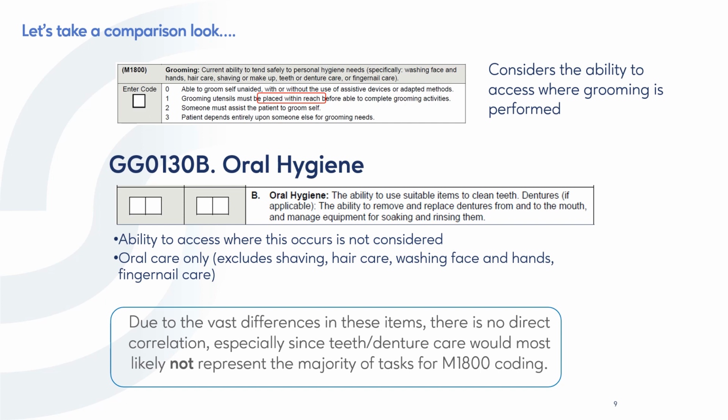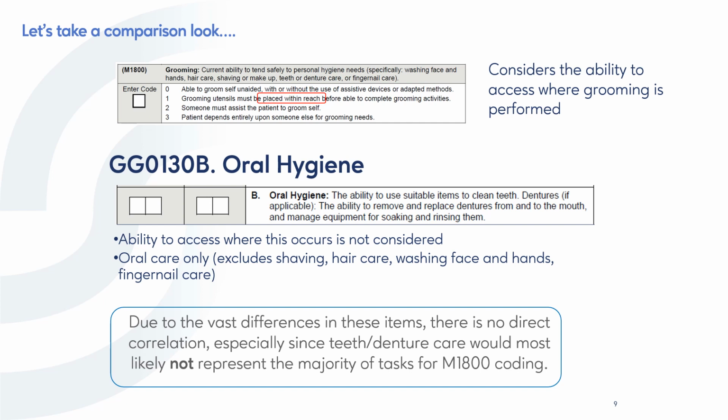What you want to be sure you realize is for the oral hygiene item on the GG side, the only thing they're looking at is teeth or denture care. It's just the oral care. There's nothing about shaving or hair care, washing the face and hands, or fingernail care. There's actually no GG item that covers that.